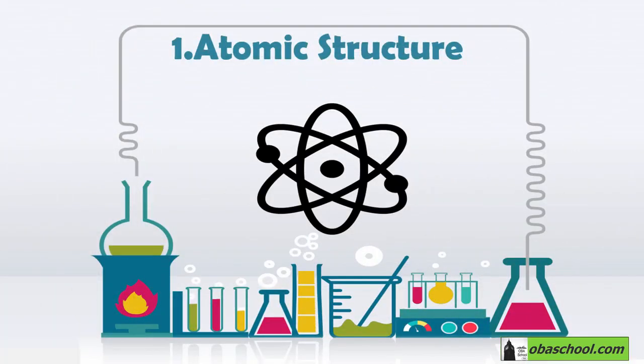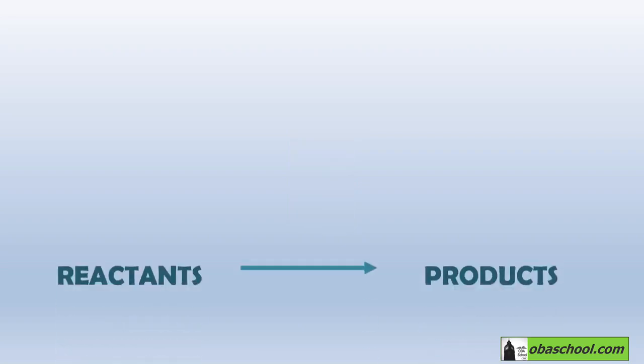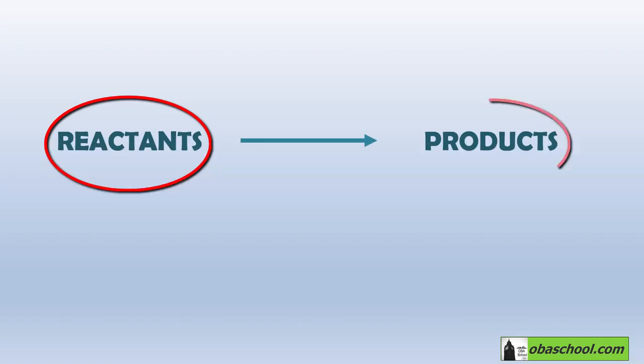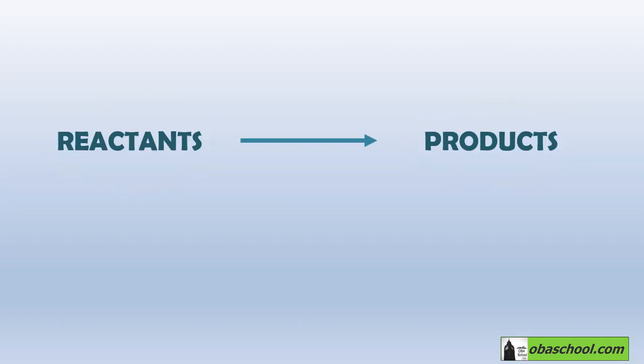We will start now with the second section of this chapter, which is chemical equations. So, what are chemical equations? In any reaction, we are interested in the substances we start with, and those are called the reactants, and the new substances produced, which are called the products. So we have the reactants and the products.